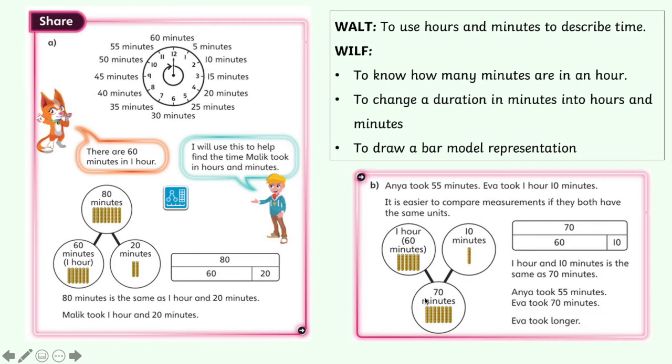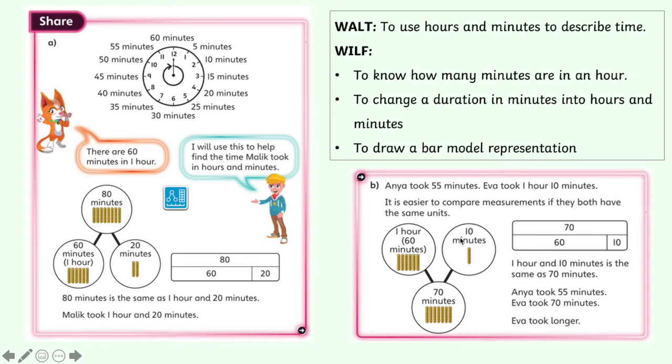So have a think about how we can represent them again. Let's see if we can turn Eva's duration, 1 hour and 10 minutes, into just minutes. So have a look here. We've got 1 hour, we know that's made up of 60 minutes, and 10 minutes. You can see again these have been represented with our tens and ones.